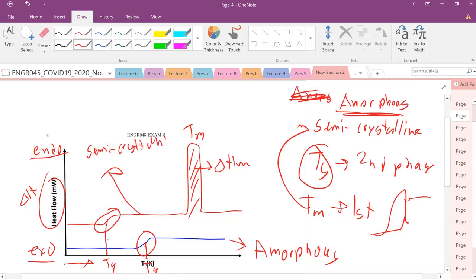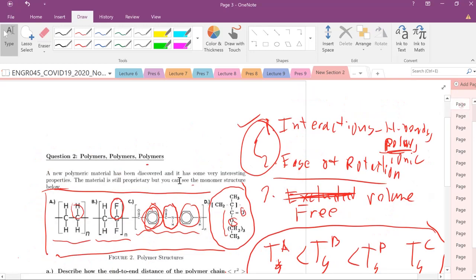And we know that for this semi-crystalline polymer, the TG here is lower than the TG of the amorphous polymer. So the amorphous polymer might be more rigid. It might be harder to rotate. It might have more interactions along the chain compared to the red curve. So yeah, that's about it for that question.